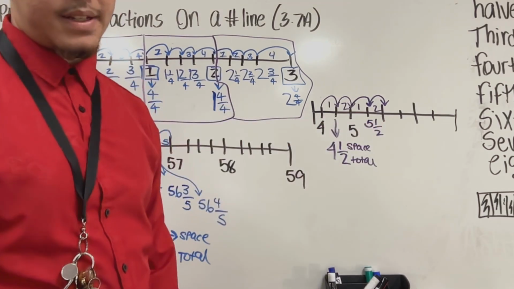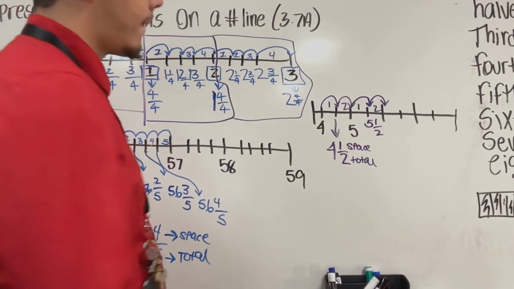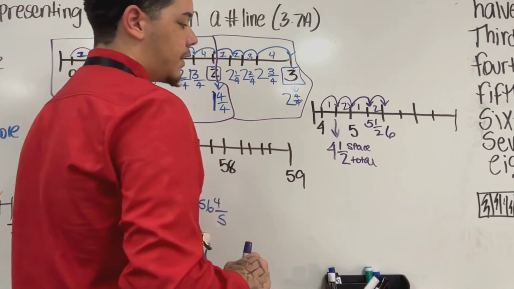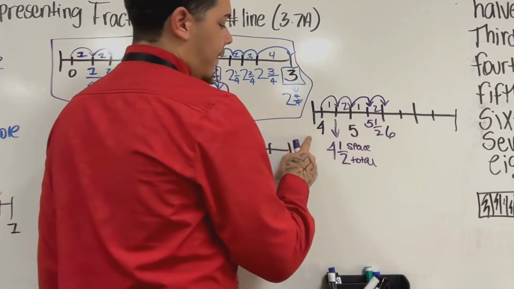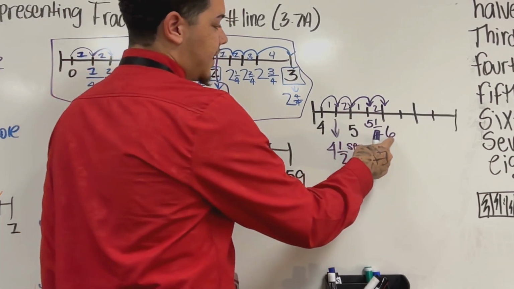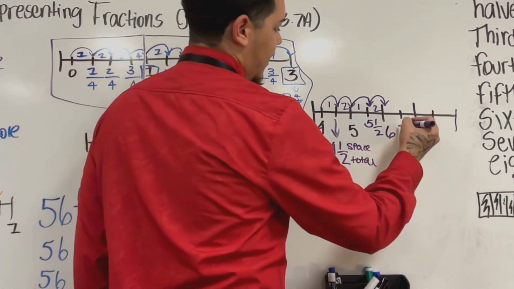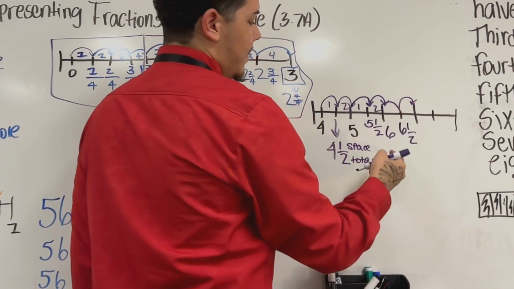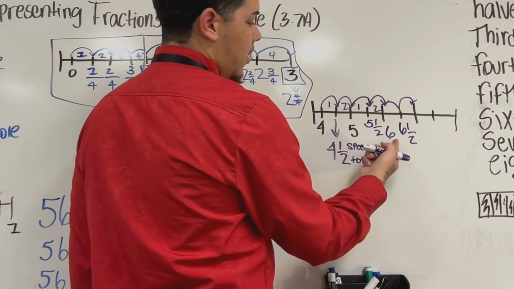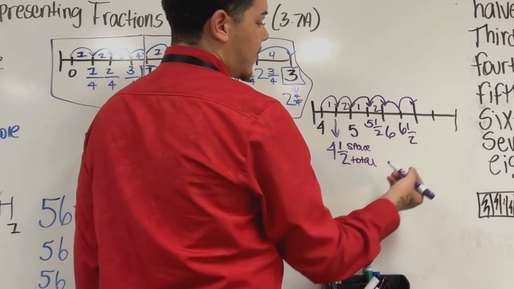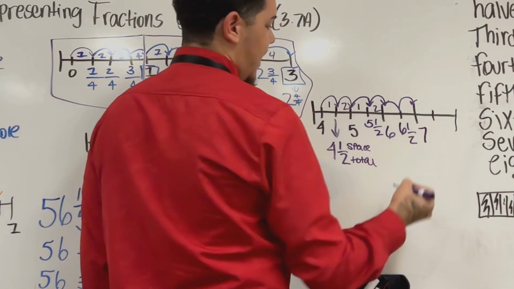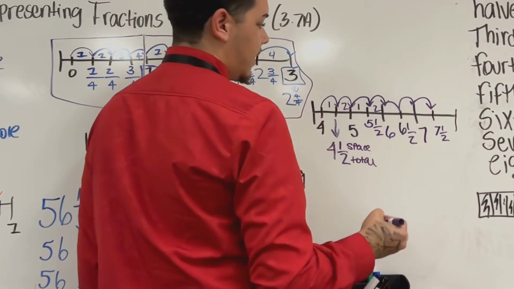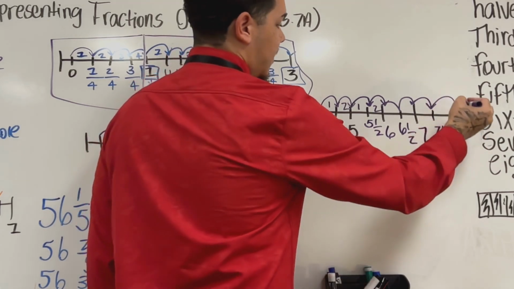What do you think will come next? 6. So this next section will be 6. Now we're at 3 whole numbers. Let's keep going. So we've got 4, 4 and a half, 5, 5 and a half, 6, 6 and a half. Right? What will come after that? We already got one whole number. We got our half. Now we're on to our next whole number, which will be 7. What will come after the 7? 7 and a half. Right?